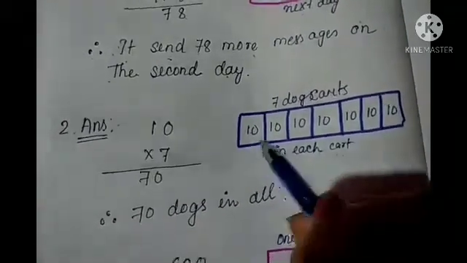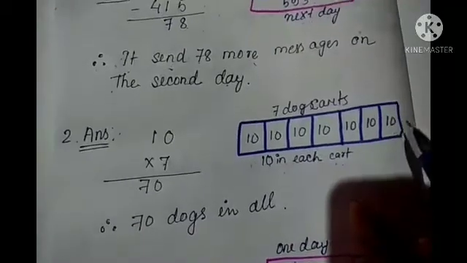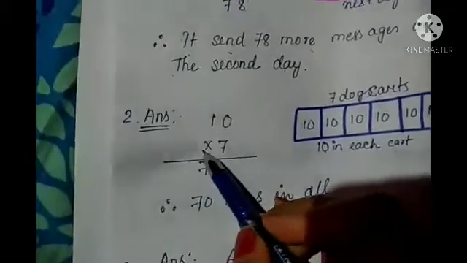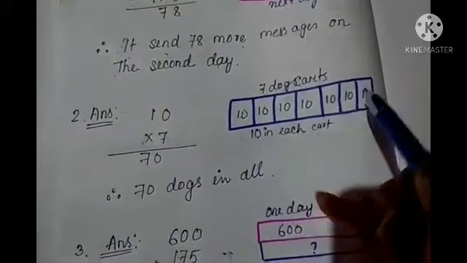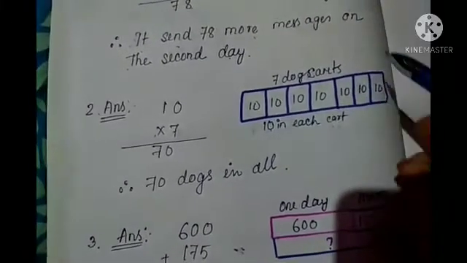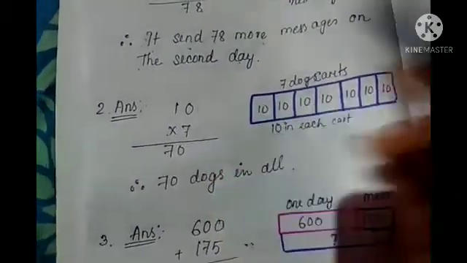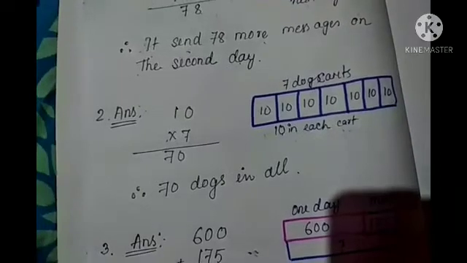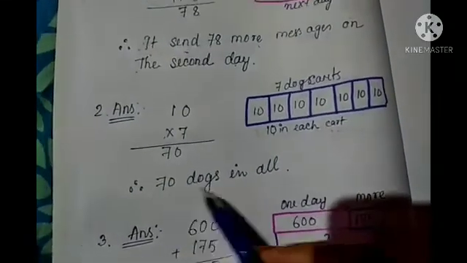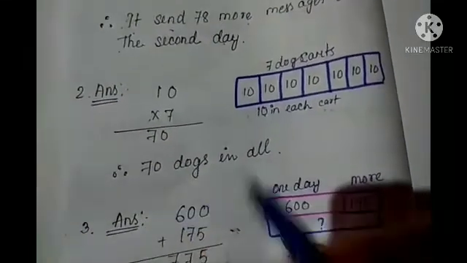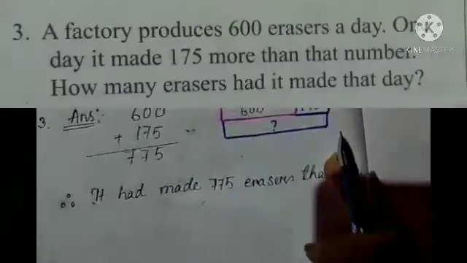So obviously, by looking at the model, you can definitely say what we have to do. Multiplication. In case of finding more numbers, we use what? Multiplication, right? So you see, 10 into 7, if we do, you will get 70. So therefore, 70 dogs in all. Now question number 3, let's see.